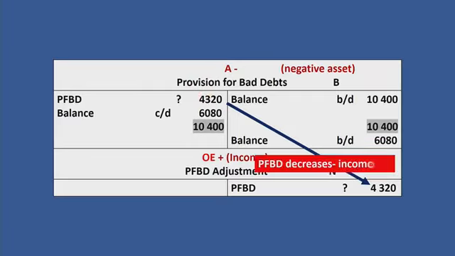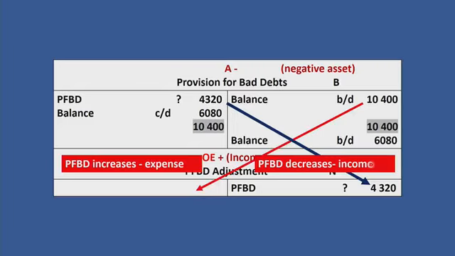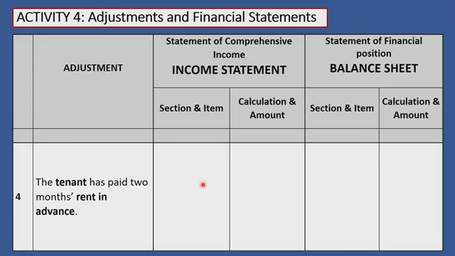The other option would have been to also increase it, and then it would have been credit the provision for bad debts account and debit provision for bad debts adjustment. So you've got two options for this adjustment, and you must make sure you understand both. I've chosen number 4, and I've highlighted already that it is the tenant that paid 2 months rent in advance.